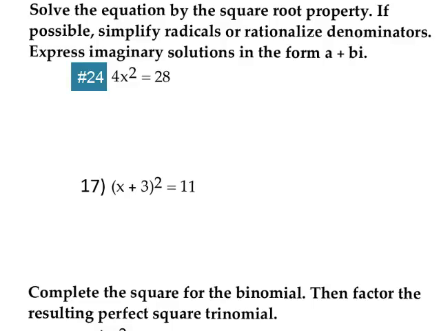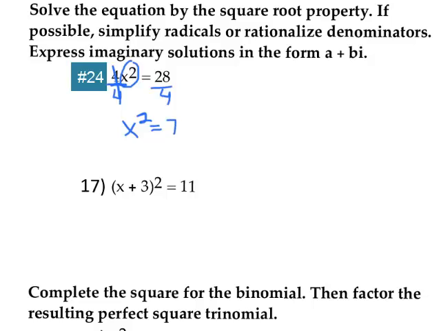Solve the equation by the square root property. If possible, simplify the radicals or rationalize denominators. Express imaginary solutions in the form a plus bi. Well, let's just go for it. We want to solve this for x, so we're going to start off by getting x squared by itself. It means I need to move the 4. To move that 4, I'm going to divide each side by 4. That gives me x squared equals 7.